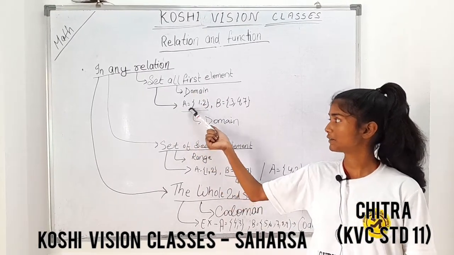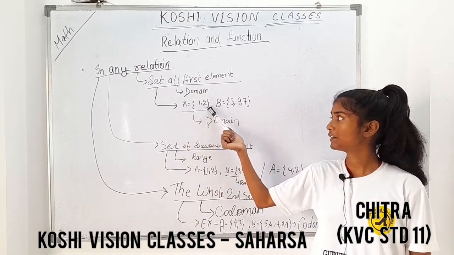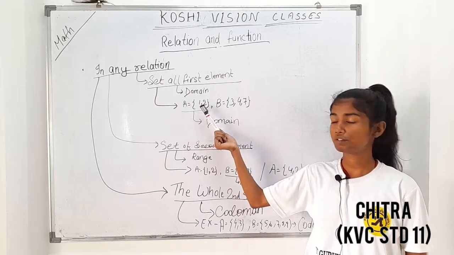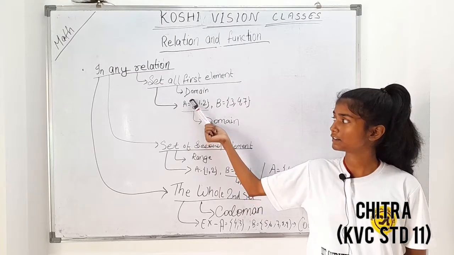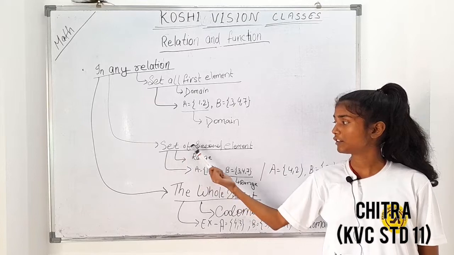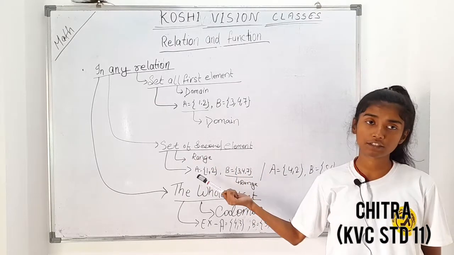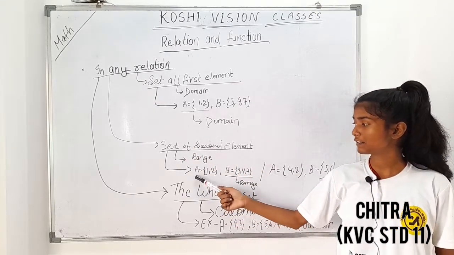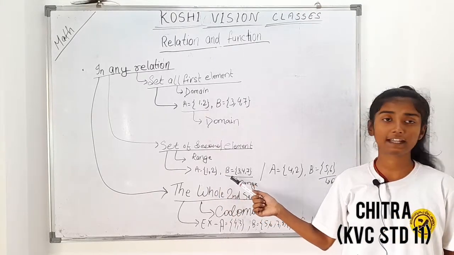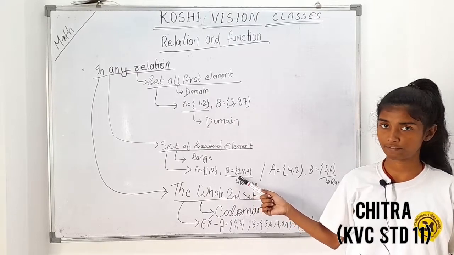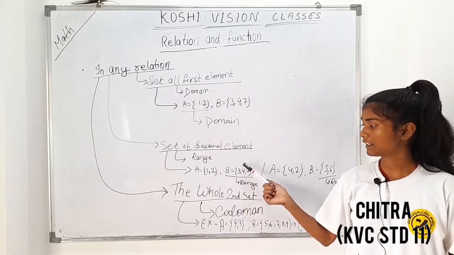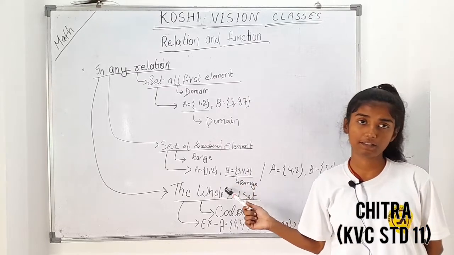Example, there are two sets. A equal to {1, 2} and B equal to {3, 4, 6}. Here the first elements are 1, 2, so the domain is A equal to {1, 2}. And second, the set of second elements is known as the range. Example, here two sets are given. First, A equal to {1, 2} and second, B equal to {3, 4, 7}. So this set is known as the range because these are the second elements.